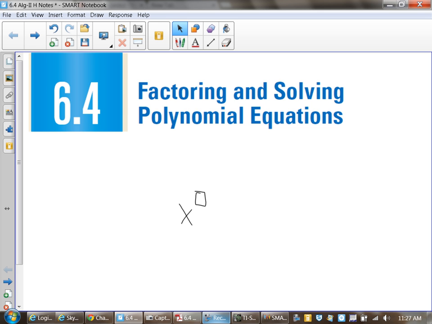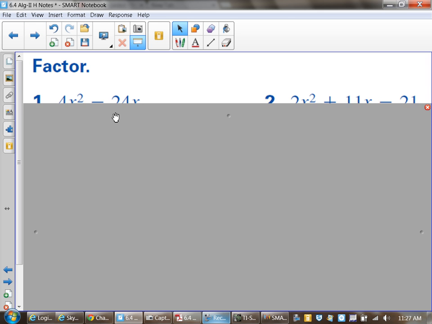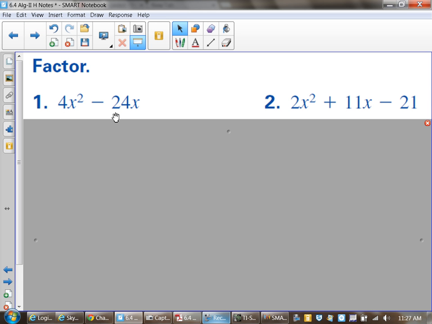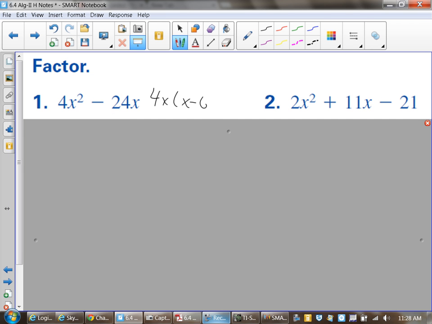Real quick, what's the first rule of factoring? Good. Find the GCF. That's always your first rule of factoring. So if I have a problem where it says 4x squared minus 24x, and I have to factor that, what's the GCF? 4x. So if I factor out a 4x, I'm left with x minus 6.